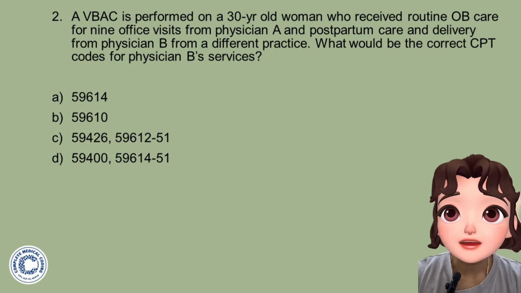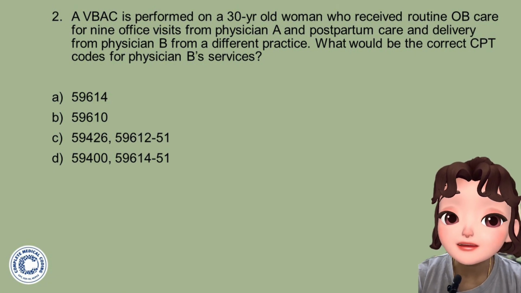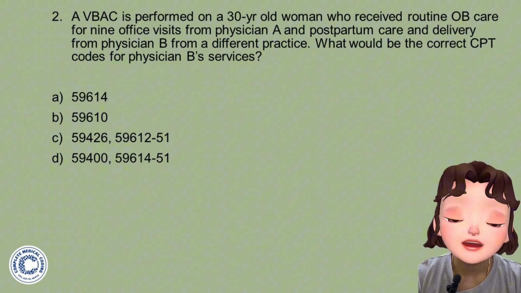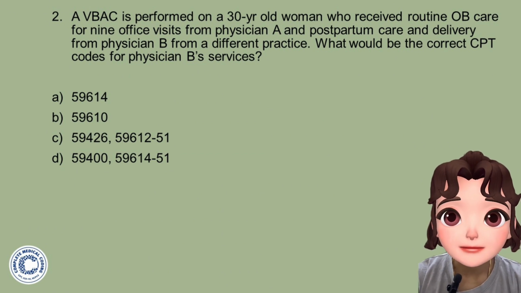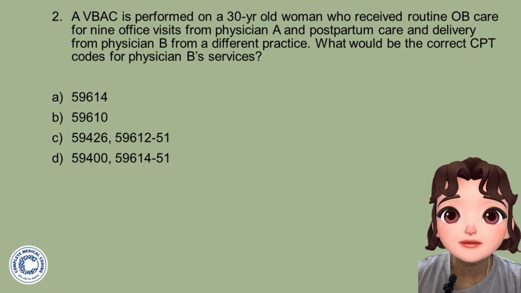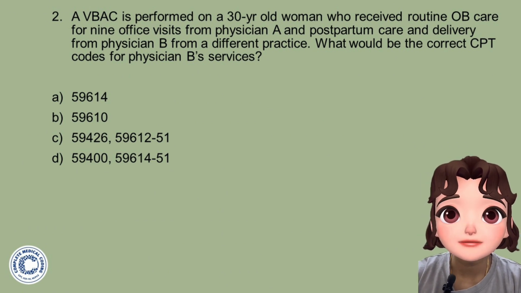So you have to code for postpartum delivery, and this delivery is being done through VBAC. It means vaginal birth after cesarean, vaginal birth after the previous cesarean delivery. So let's find out the answer. Go to the first option, 59614. First CPT code. What is 59614?